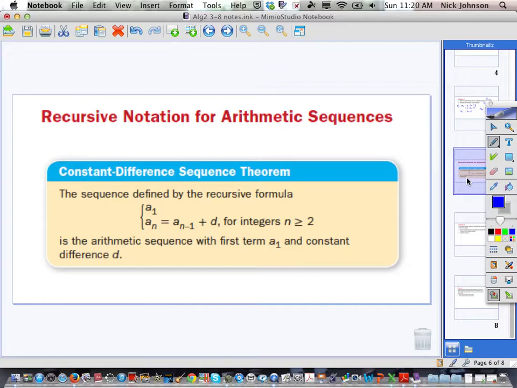Moving on. A recursive notation for an arithmetic sequence. The sequence defined by a recursive formula is, you state the first term, and then a sub n is equal to the previous term plus d, for all integers n greater than or equal to 2. A sub 1 is the first term. Your constant difference is d. Let's try this one out. Very important to know. Please have this also written in your notes.